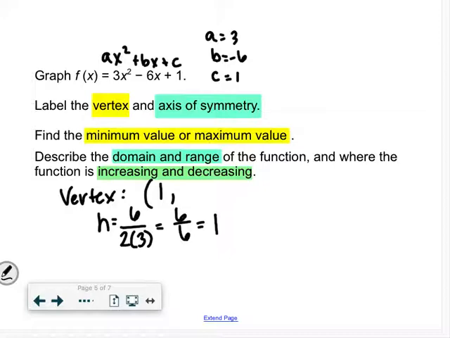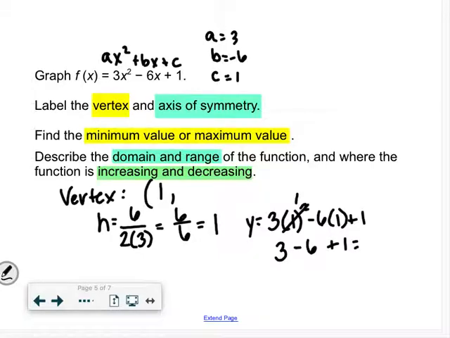Now I want the y coordinate of my vertex. To get it, I just have to take 1 and plug it in for all these x's. So that would be 3 times 1 squared minus 6 times 1 plus 1. Now, be very careful when you're doing a quadratic. You must follow the order of operations, and exponents come before multiplication. So 1 squared is 1. 3 times 1 is 3. Minus 6 plus 1. 3 minus 6 is negative 3, plus 1 is negative 2.